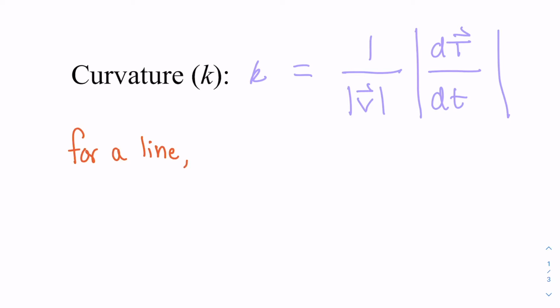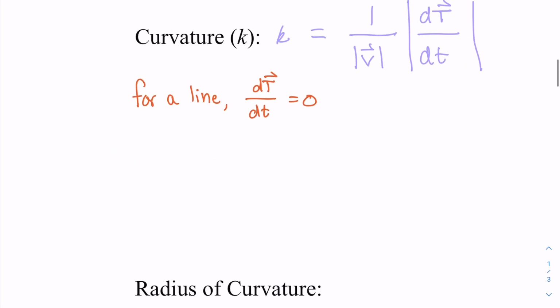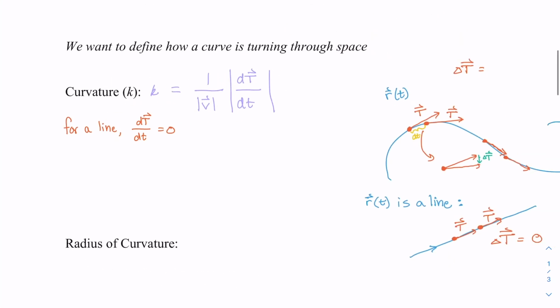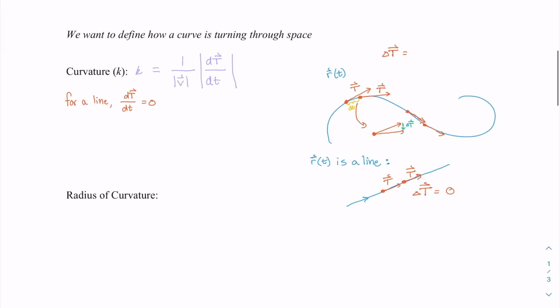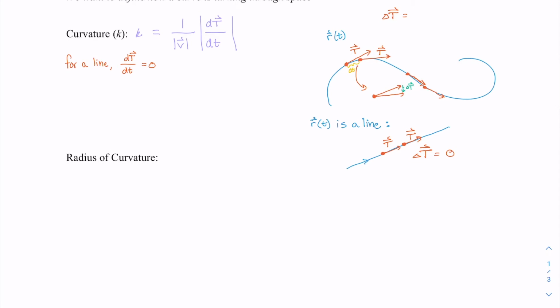The change in the unit tangent vector over change in t on the curve is going to equal 0. So there's zero curvature on a line, and then the more the curve deviates from being a straight line, curvature will increase. So that's the idea behind curvature.